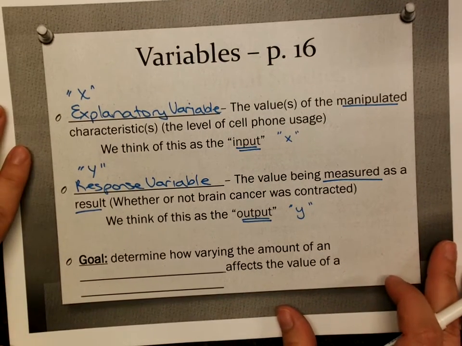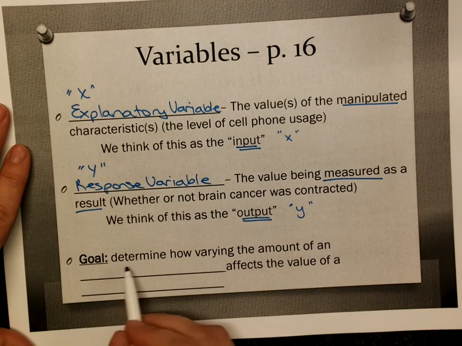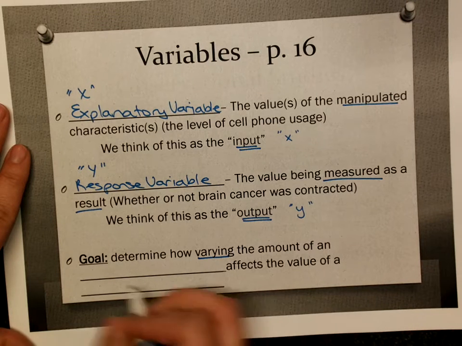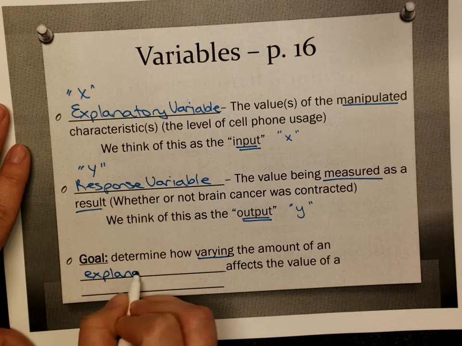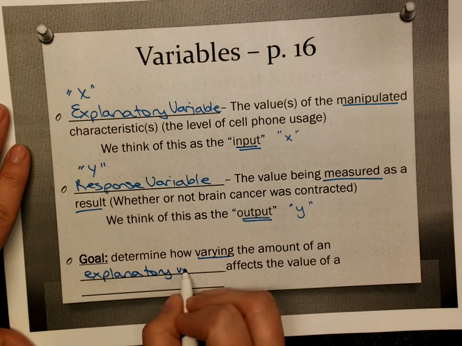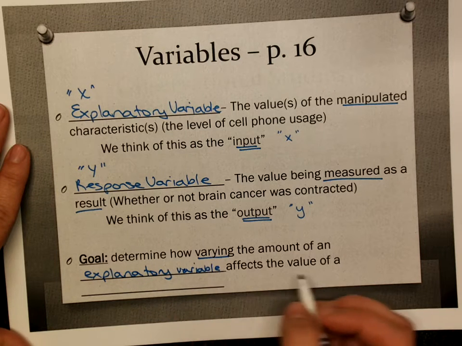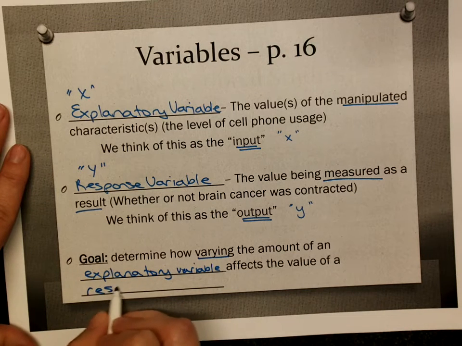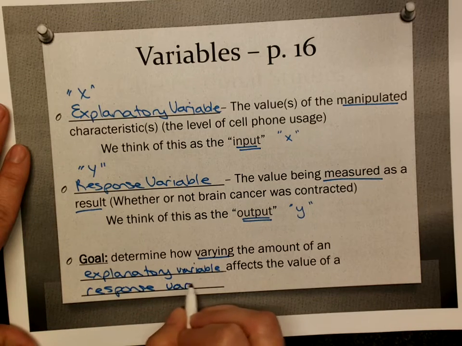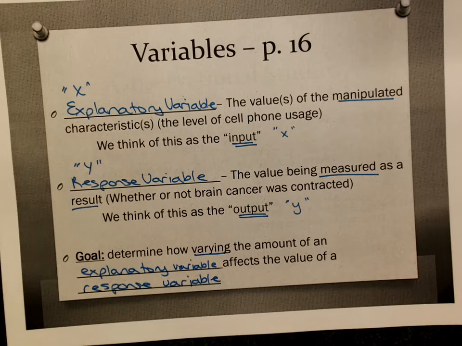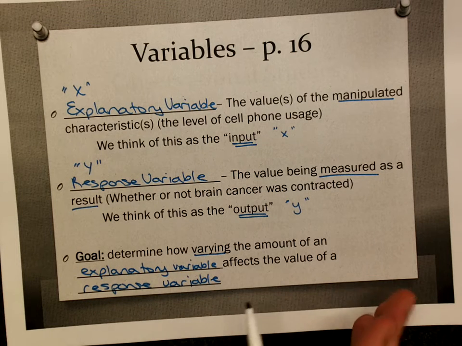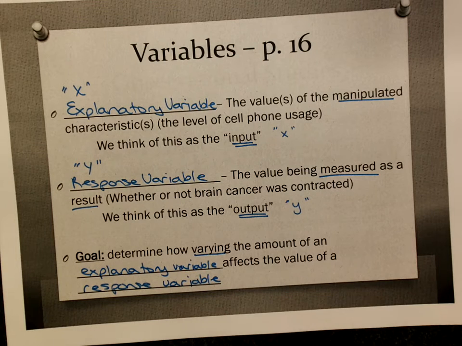And so the goal in running any experiment or doing an observational study is to determine how varying the amount of the explanatory variable affects the value of a response variable. So if you've taken a science class or you've done science labs, even back into grade school, you're changing different inputs and measuring the outputs. You might be changing weights or colors or chemicals or who knows, anything that you're changing and tweaking and then measuring the response variable. That is running an experiment.